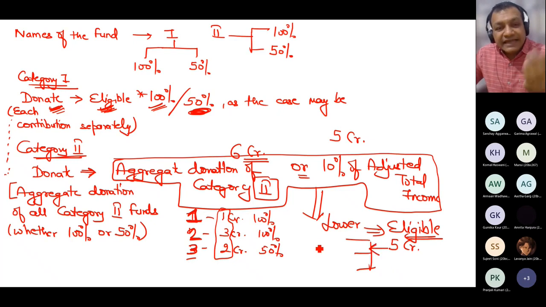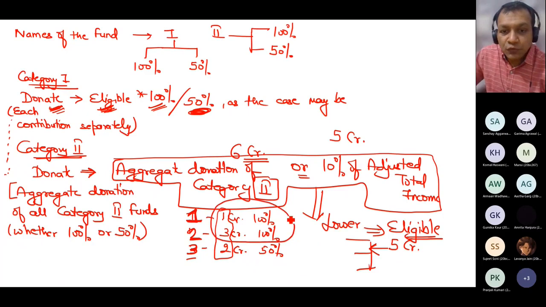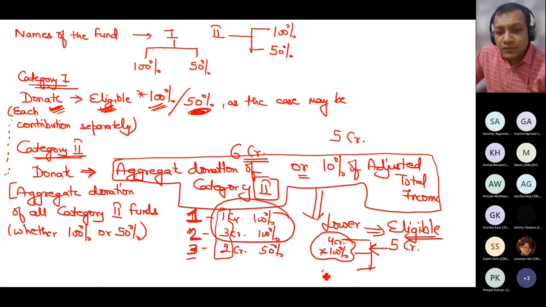So what is the tax planning point of view? I will first utilize my 100% first. For 100% I donated total 4 crore. So out of 5 crore, 4 crore into 100% is eligible with 100%, and out of 5 crore, the remaining balance left is only 1 crore. This will be multiplied by 50%.